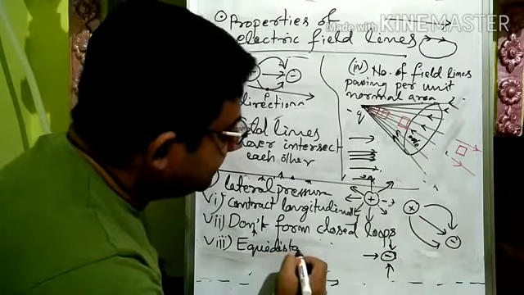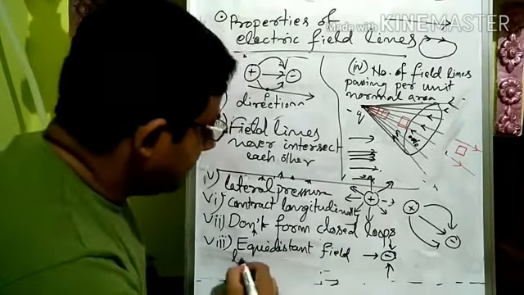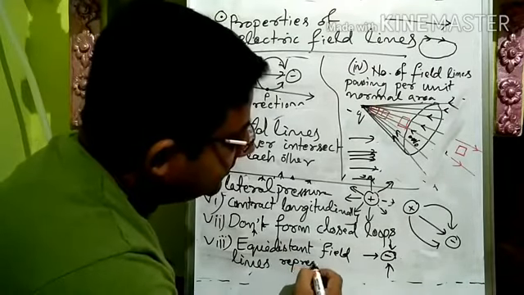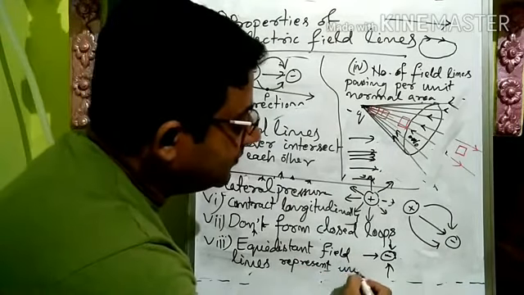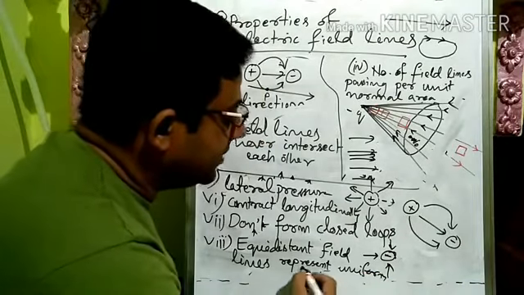Equidistant field lines represent a uniform electric field. Uniform electric field.